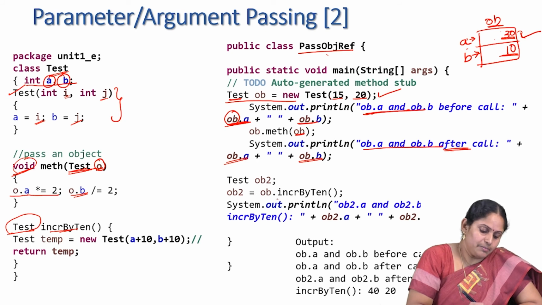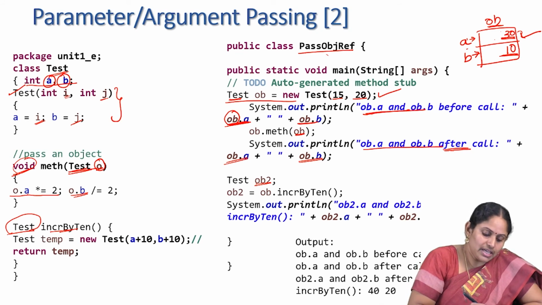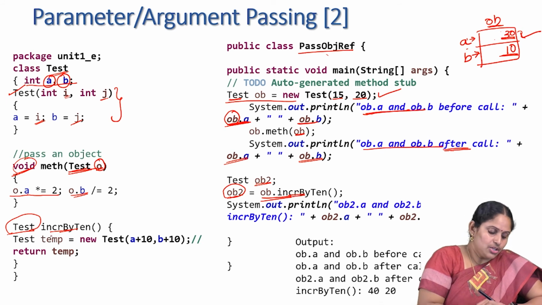Next, we are again creating an object. We are making some changes on the object, and we are returning it. So we are creating an object OB2, and to this OB2 we will be storing the object OB after making some changes. In this, the change is made by this increment by 10 method. So what is it doing?